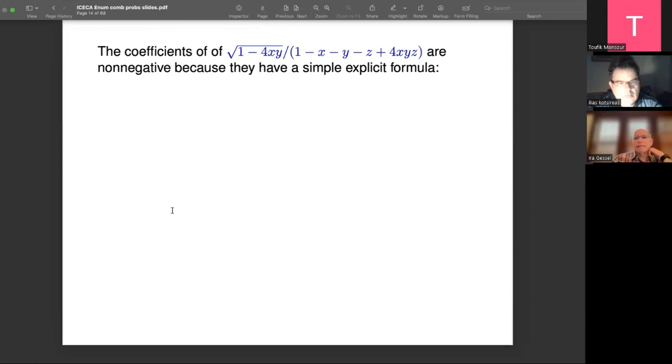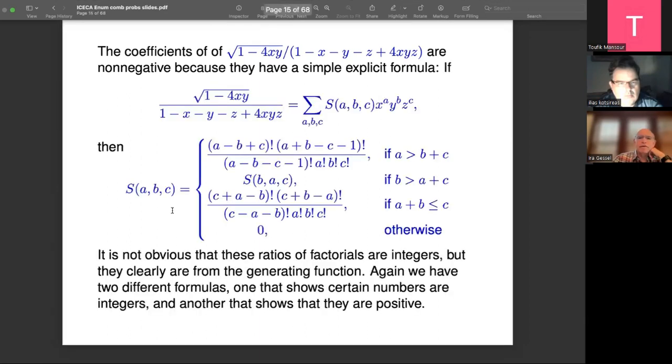And the reason why this quotient has non-negative coefficients is because there's a simple explicit formula for these coefficients. So again, we have some inequalities that split it up into a few cases, but in each case, this coefficient is an explicit quotient of factorials. And notice that this formula as a quotient of factorials does not make it obvious that these coefficients are integers, but it's pretty clear from the generating function that they are integers.